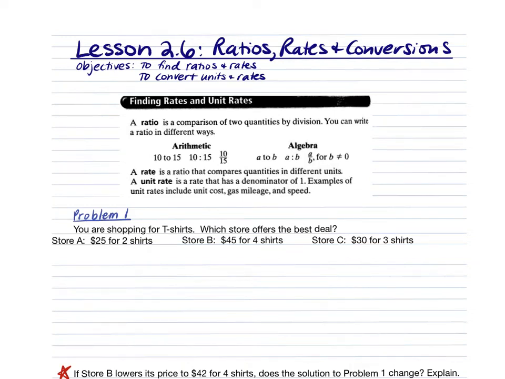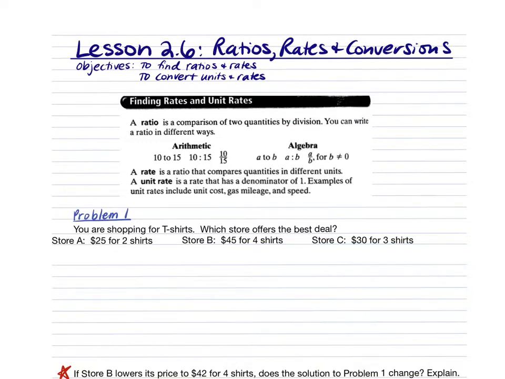Okay, this is the Algebra 1 lesson 2.6, ratios, rates, and conversions. So we'll be finding ratios and rates, and then we'll be converting units and rates. So here is just a summary of what a ratio is. A ratio is a comparison of two quantities by division.